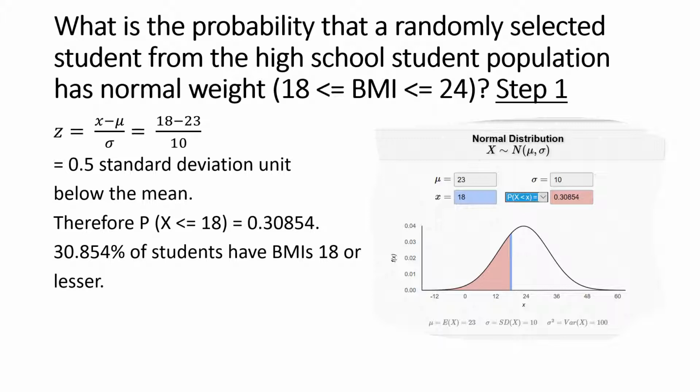What if we want to calculate the probability that a randomly selected student from the high school student population has normal weight, meaning that their BMI is between 18 to 24 roughly. And there are two steps to it. In the first step, we apply the z-score formula to subtract 23 from 18 divided by 10, the standard deviation. Here we get 0.5 standard deviation unit below the mean as the z-score. Then we convert the z-score to probability. We get about 0.30854, meaning that nearly 31% of students have BMI 18 or lesser.